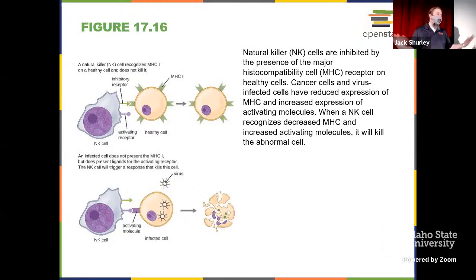Our own nucleated cells have a molecular fingerprint, if you will, this MHC complex, major histocompatibility complex, and in this case, type 1. This is what's expressed on all of our healthy nucleated cells. You don't see it on red blood cells, and the red blood cells don't have a nucleus. That's important when we think about transfusion reactions that we'll hit a little bit later.